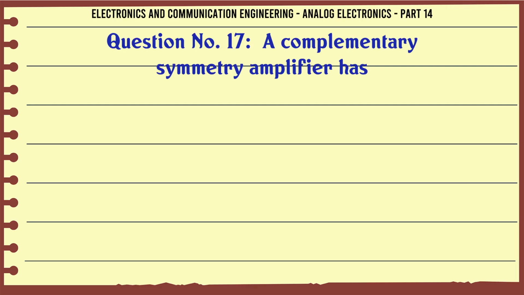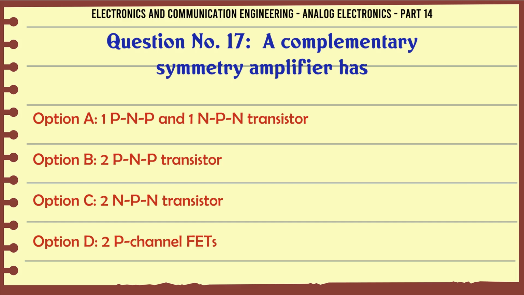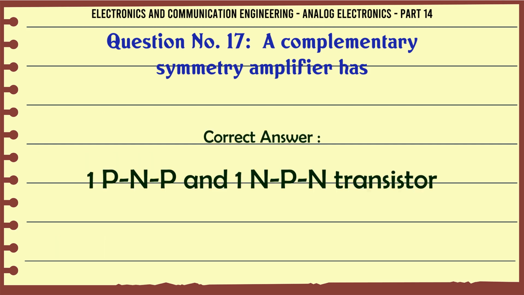A complementary symmetry amplifier has A, 1 p-n-p and 1 n-p-n transistor; B, 2 p-n-p transistors; C, 2 n-p-n transistors; D, 2 p-channel FETs. The correct answer is 1 p-n-p and 1 n-p-n transistor.